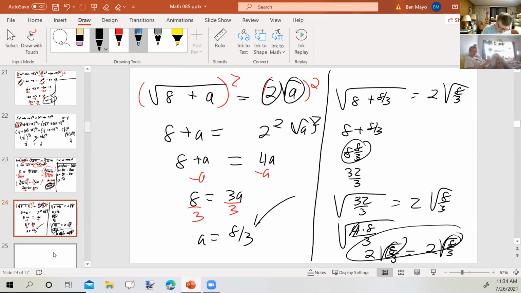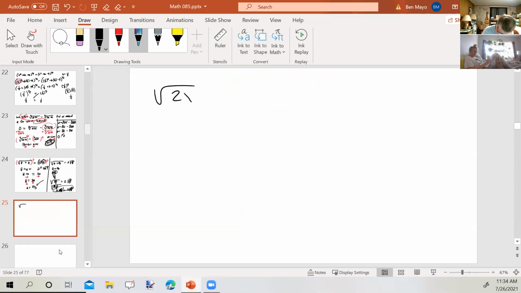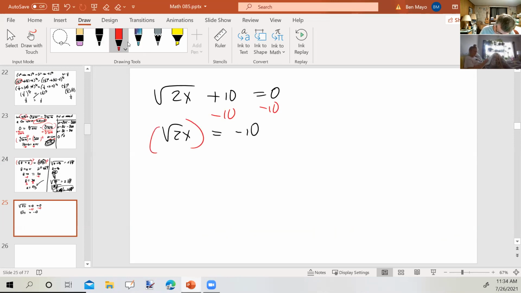All right. Let's take a look at one more here. We've got the square root of 2x plus 10 equals 0. So we have an equation with one radical, so we'll isolate the radical. The square root of 2x equals -10. Oops. Then we'll square both sides. Once again, I'm getting sloppy by going too fast.